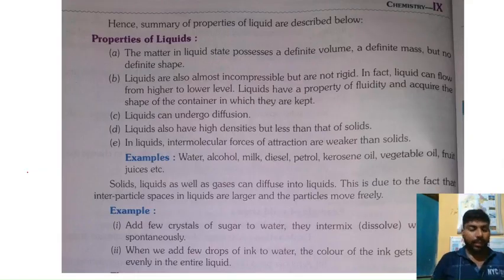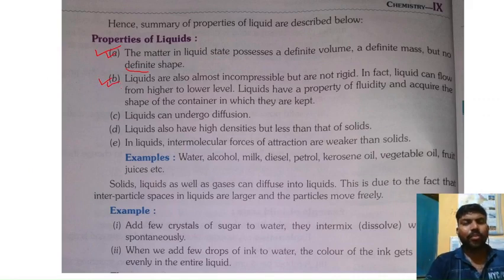Now, as I told you, the properties of solid and liquid are important. As we talked about solid, again we are moving back to liquid. Obviously liquid has a definite volume, but it does not have a definite shape. Liquids are almost incompressible, but they are not rigid. They flow, that is why they are called fluid. They have the property of fluidity. Solid doesn't have the fluidity property.